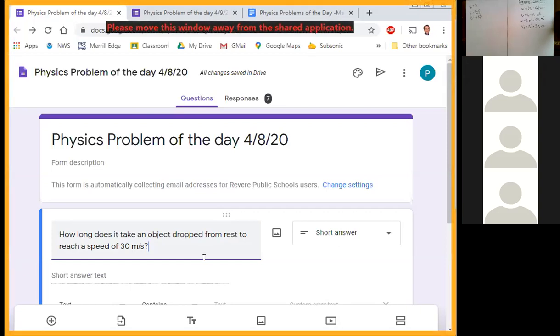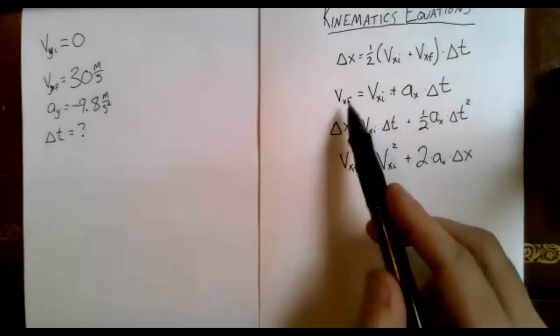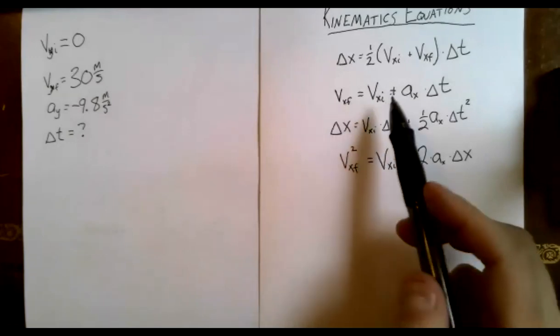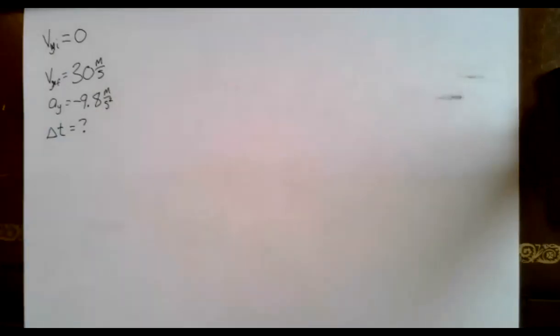And then what would the unknown be in this problem? What are we looking for? The time. Yeah, for the time, delta t, right? How long does it take? That's asking for time. Good. Okay, so if we've got v_y initial, v_y final, and a_y, which kinematics equation should we pick? The second one. Sounds good to me, right? The second kinematics equation has V final, V initial, acceleration, and time, just like we've put in our givens and unknowns today.